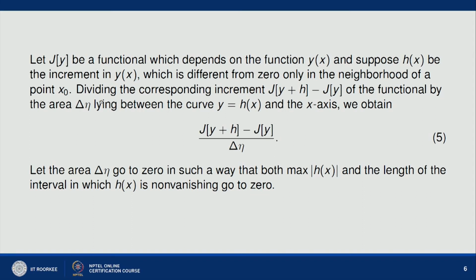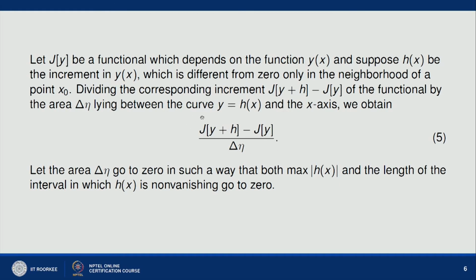So, we say that we divide the corresponding increment, J[y plus h] minus J[y], by the area delta sigma. What is delta sigma? Delta sigma is the area lying between the curve y equal to h(x) and the x axis. In fact, you can also consider that this delta sigma is the area between the curves y plus h and y. So, here this quantity is J[y plus h] minus J[y], divided by delta sigma.